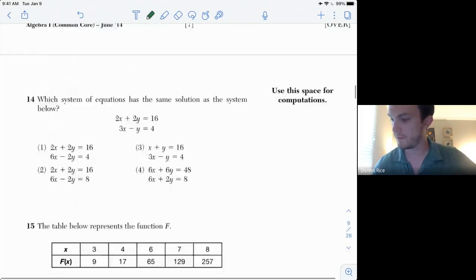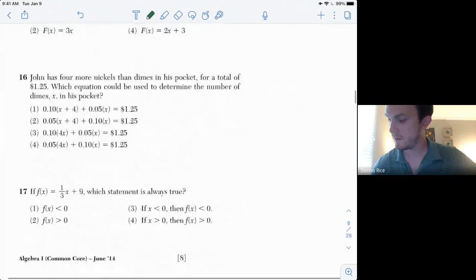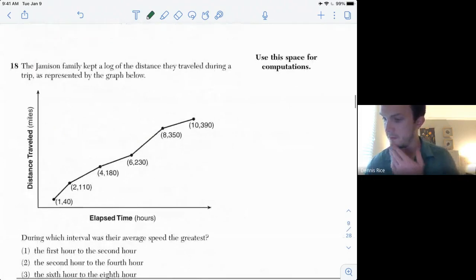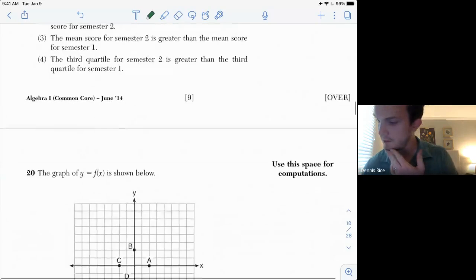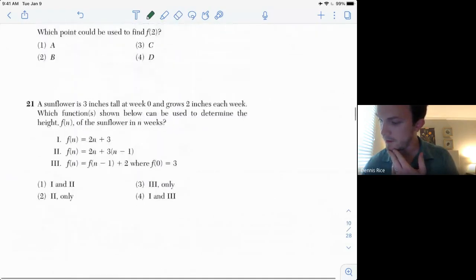Okay. How are we doing on time? Time check. A little under halfway.